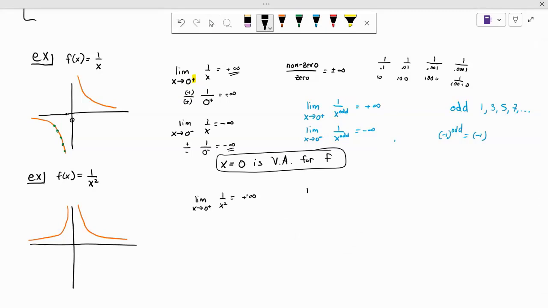So you have the same situation where the numerator is stuck at a positive number, but the denominator is getting close to 0 and being squared, and it's still positive. Sorry, it's a number that's approaching 0 but still positive, so you're going to get a positive infinity, positive divided by positive.